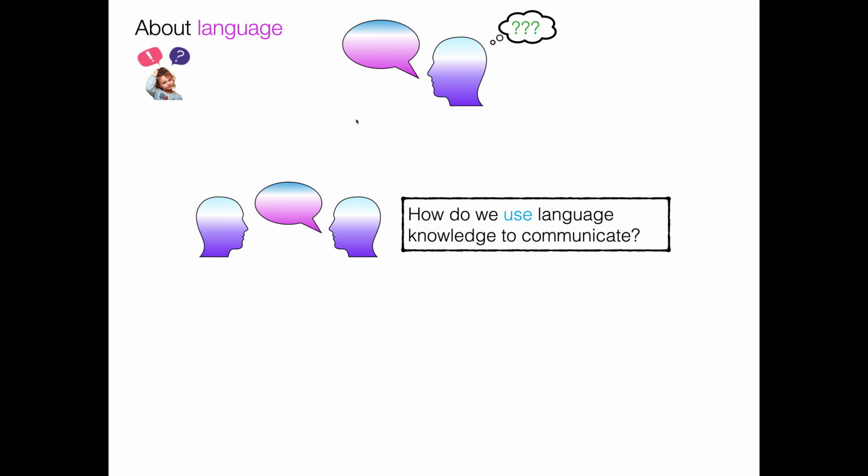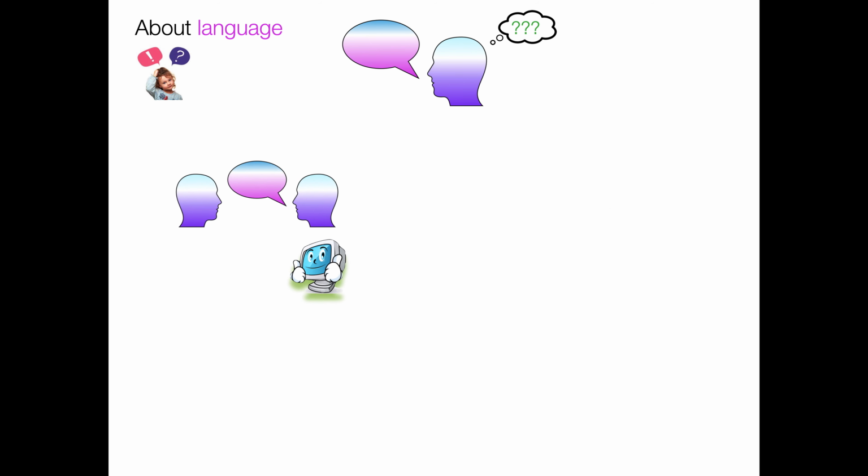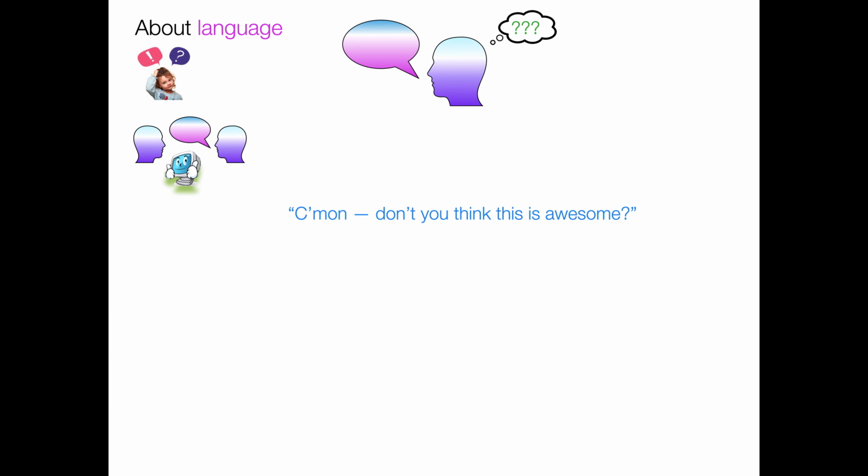So how do we use language knowledge to communicate with each other with certain types of information, right? And can we help machines do it too, or do it with human-like ability? So let's consider this utterance, actually. Come on, don't you think this is awesome? All right, well, let's look at the information here.